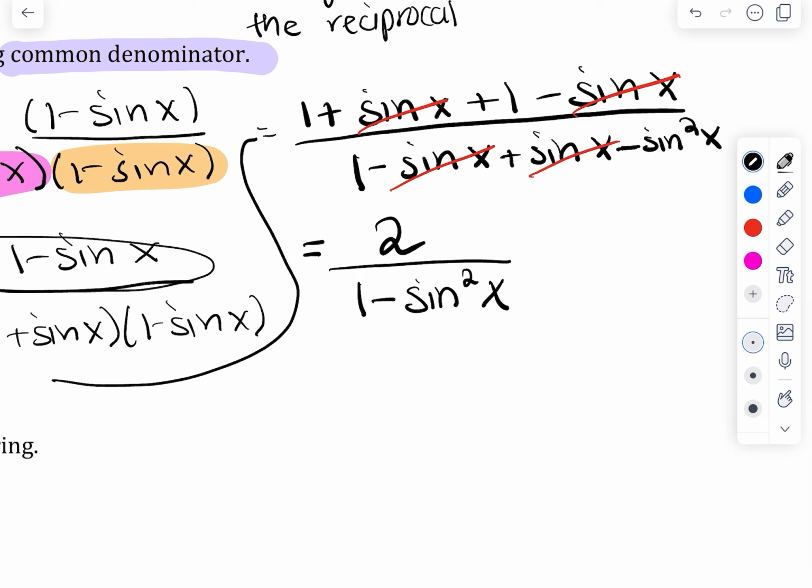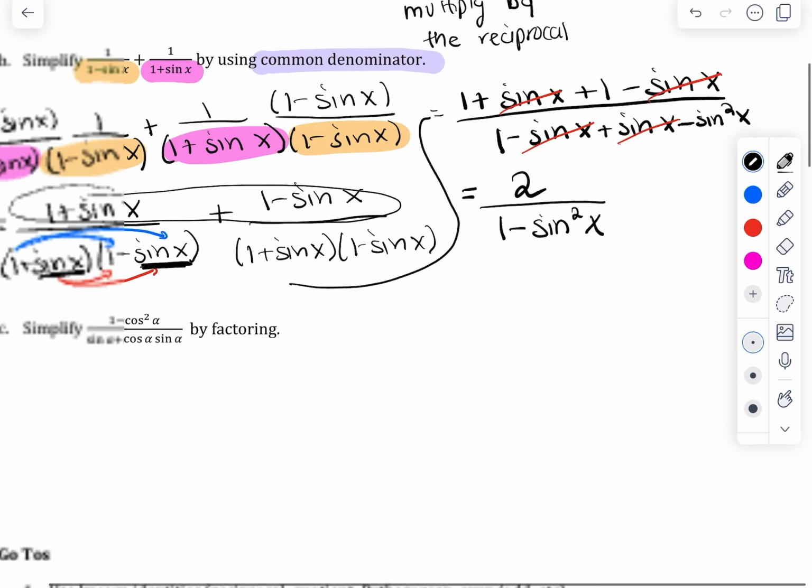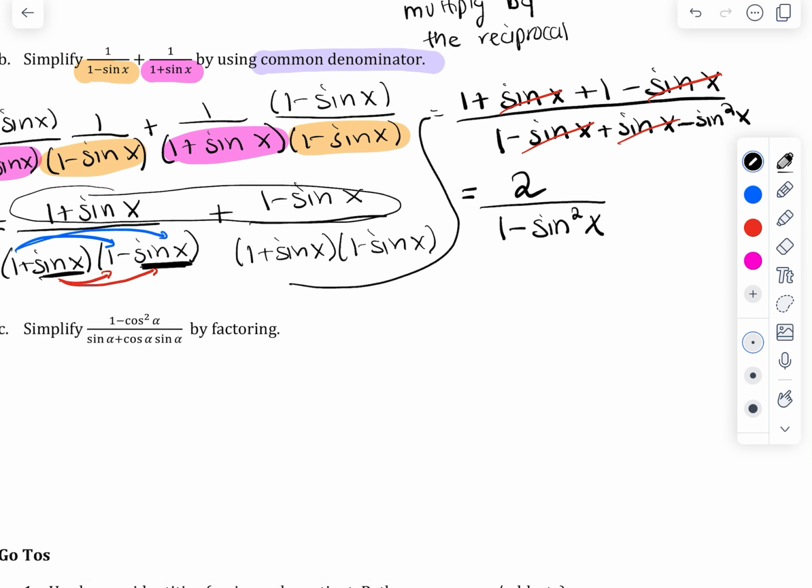Okay, so what is 1 minus sine squared x? This is actually going to be something that you're going to use so much in identities. And at first, it's going to be a little bit hard to see it or remember it. But because you're going to use it in so many of the identities, it's going to become more second nature.